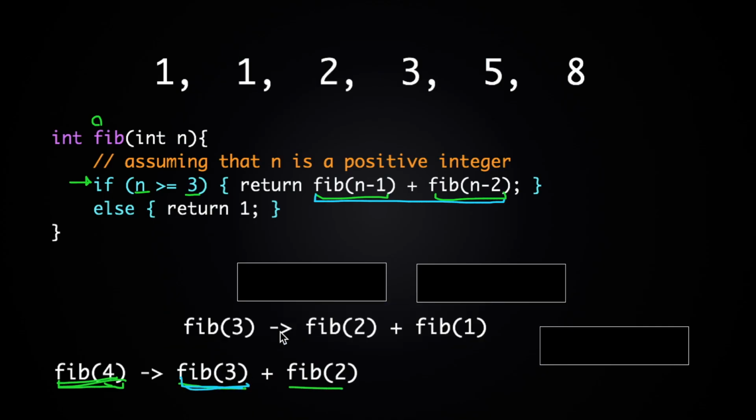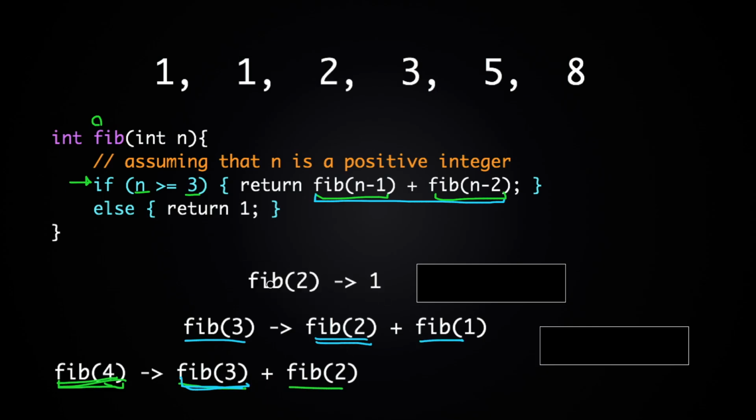And then the same thing will happen. We'll say, okay, whatever we return from fib of 3, that should be the sum of fib of 2 and fib of 1. So we'll call fib of 2, and then we'll say, okay, the return value for fib of 2 should be 1, because 2 is not greater than or equal to 3. So we'll go to this line right here, and then we'll return 1 from fib of 2. And then 1 will go in here. And then at this point, we'll know that we should return 1 plus fib of 1 from fib of 3.